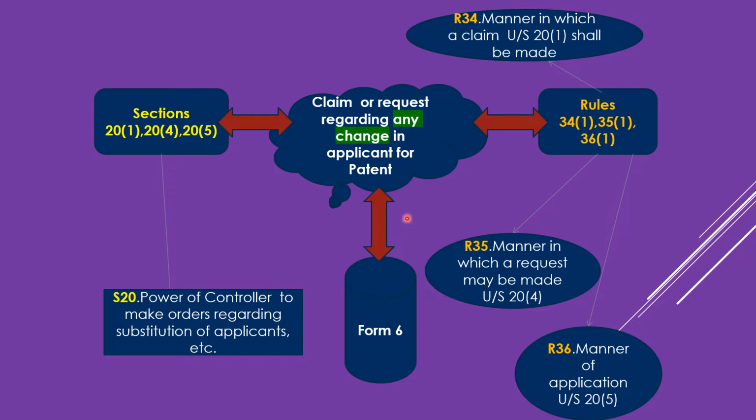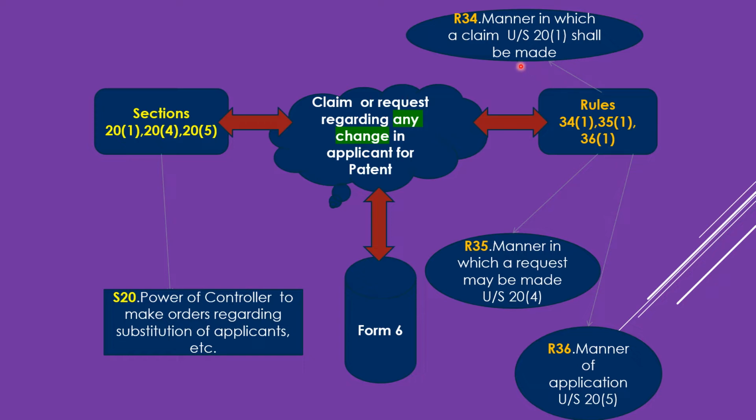And for this, some correlated sections and rules are also available. So here the relevant section is section 20, that is power of controller to make orders regarding substitution of applicants, etc. And the rules are rule number 34, rule number 35 and rule number 36.